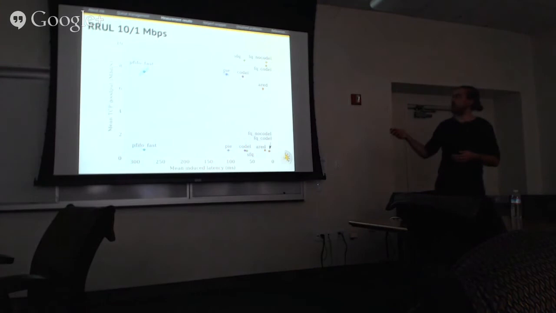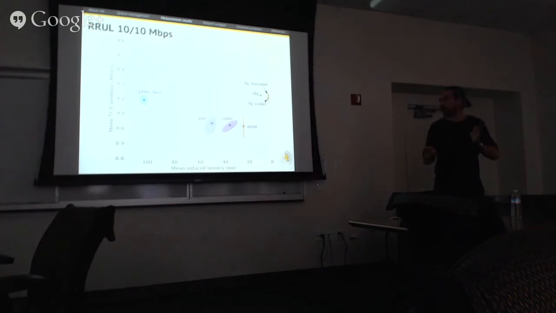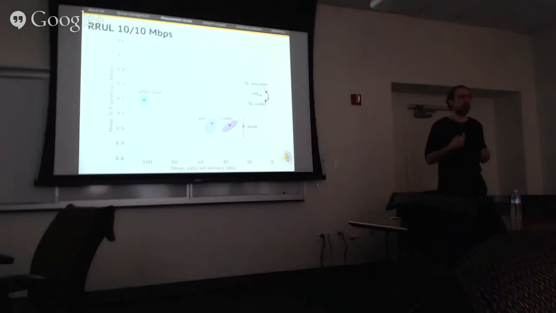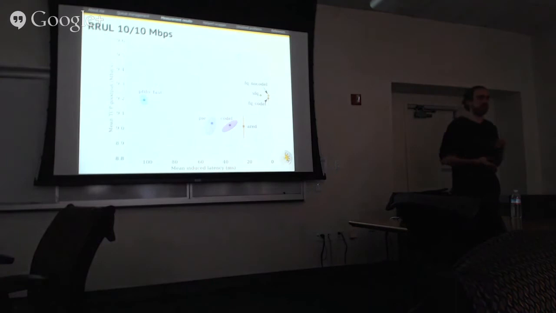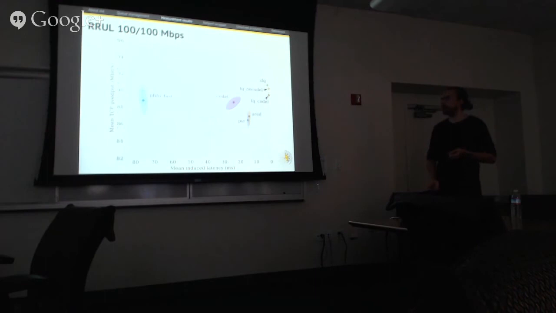At 10 megabits per second, you get about the same picture. You get a bit more variance because you're not hitting the 1 megabit upstream so hard. And this difference is a little bit smaller because it doesn't take as long to do a round robin in the scheduler. And ARED is not too aggressive anymore compared to the others because it behaves better at this bandwidth. Then finally, at 100 megabits per second, you will see PIE and CoDel switching places.